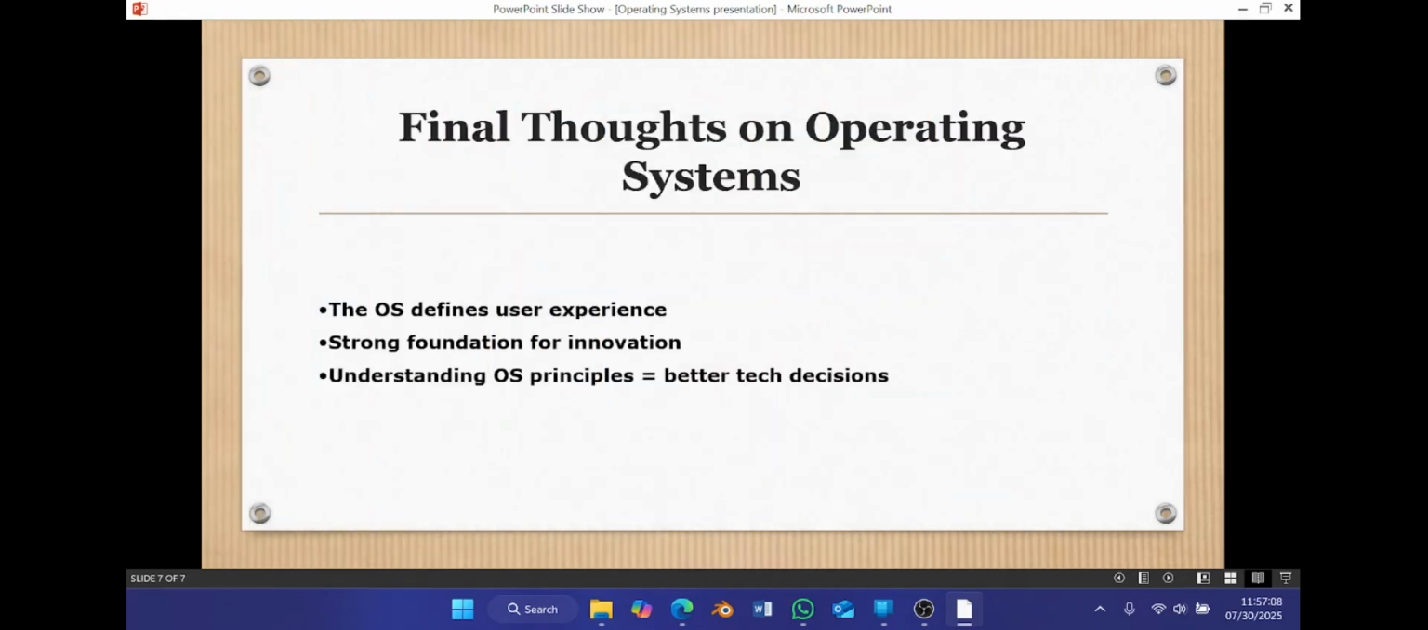And finally guys, we want to look at the thoughts on operating systems. The operating system defines user experience. It also has a strong foundation for innovation. Without operating systems, innovation could be very difficult because you have an idea but you don't have where you will work with it, or where you will start. But when there are operating systems, you can easily start by writing the ideas on the system. Understanding OS principles leads to better technology decisions.